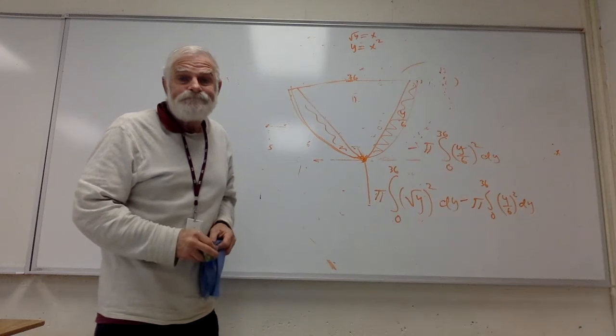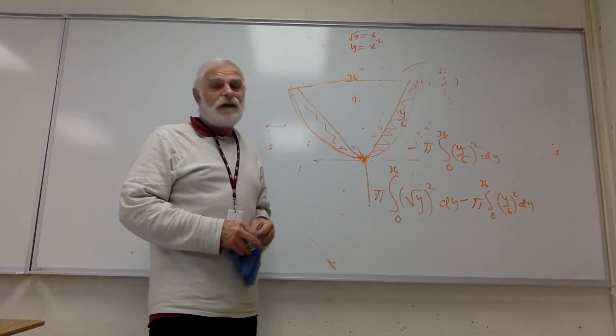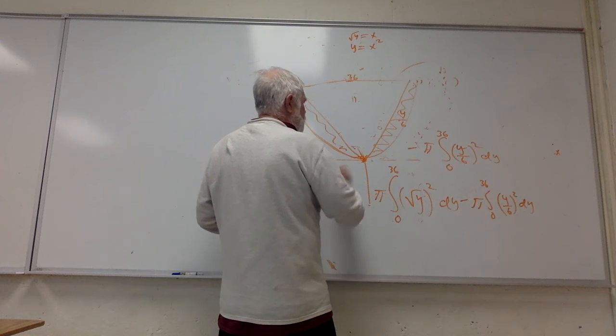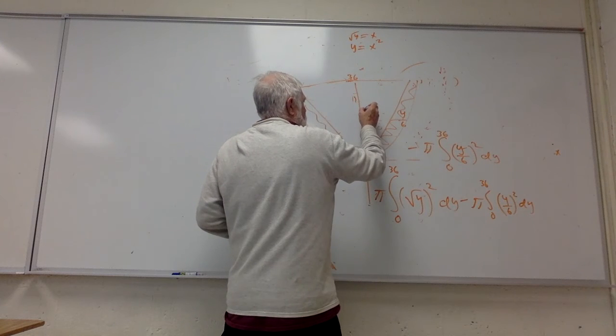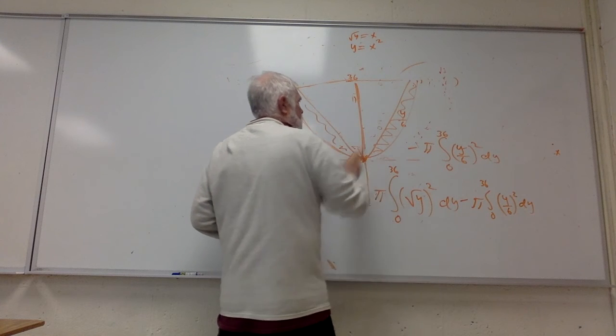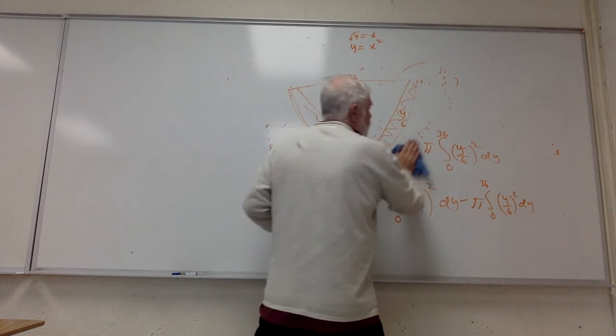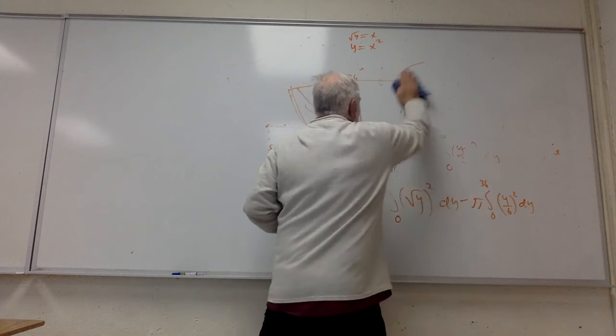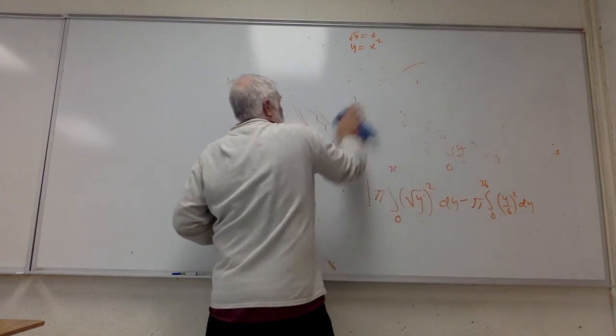And I got a washer, a Dunkin' Donut. Now, what happens if we didn't want to rotate it around the y-axis? What if we wanted to rotate around an axis maybe to the right here? Let me make this a better picture than this.